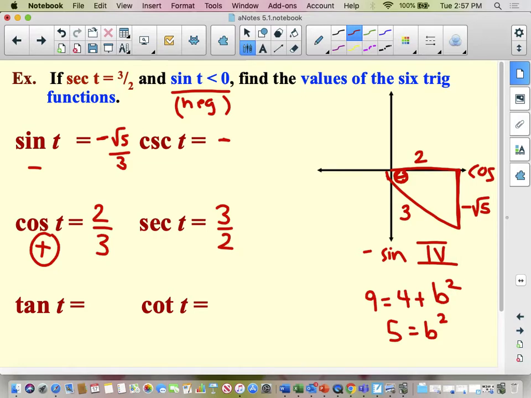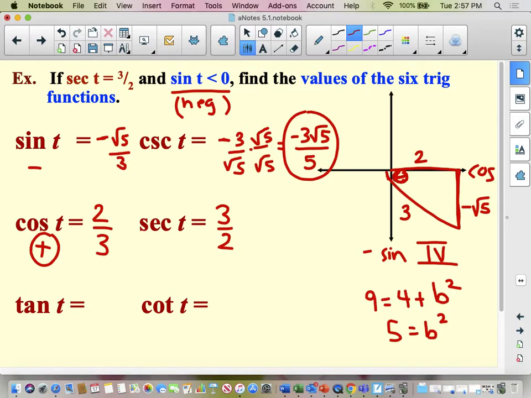Cosecant is the reciprocal of sine, so that's going to be negative 3 over the square root of 5. Then you have to rationalize that denominator. So multiply by root 5 over root 5. So that's negative 3 root 5 over 5. So a little bit of simplifying. Okay, go back to your triangle and find the tangent.